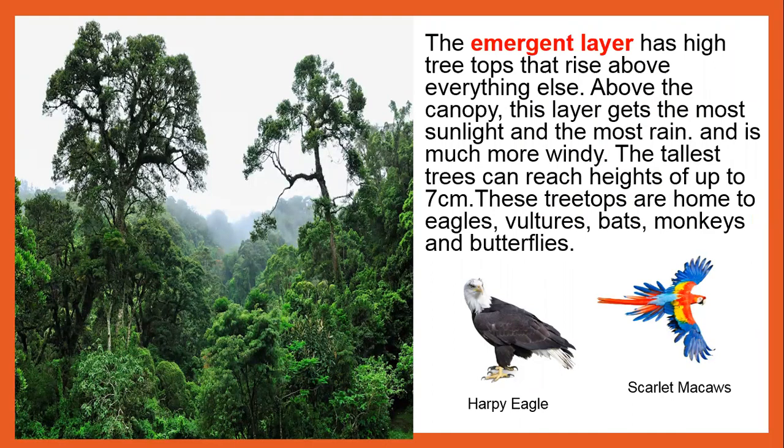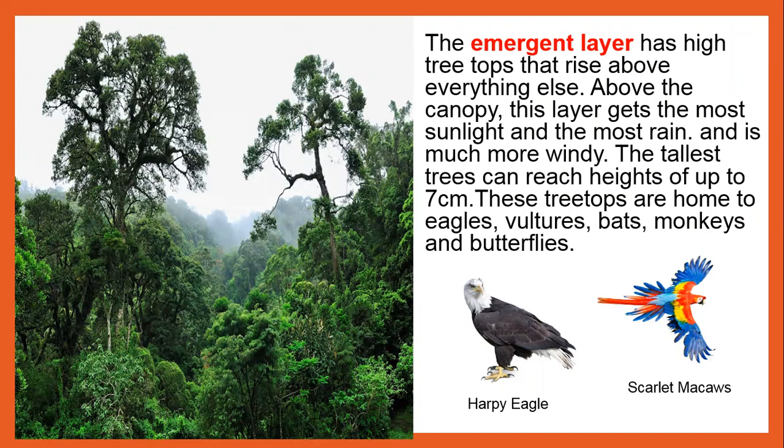The emergent layer has high treetops that rise above everything else. Above the canopy, this layer gets the most sunlight and the most rain and is much more windy. The tallest trees can reach heights of up to 7 centimeters, and these treetops are home to eagles, vultures, bats, monkeys, and butterflies.